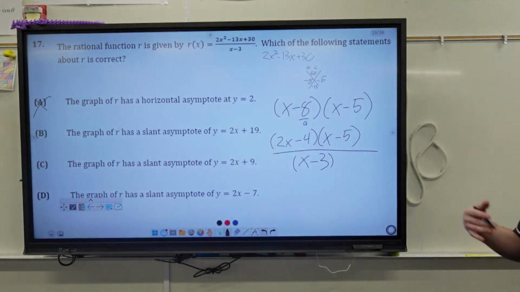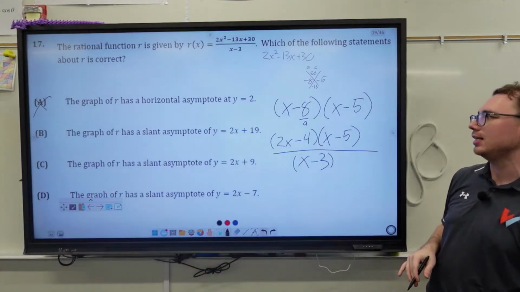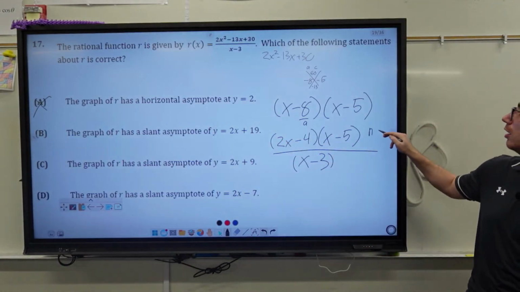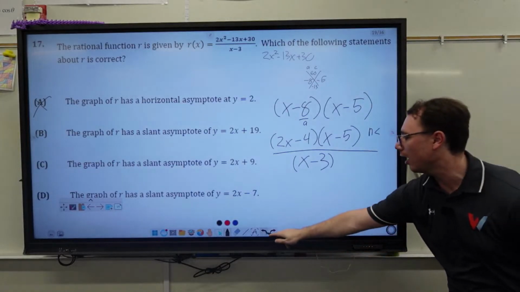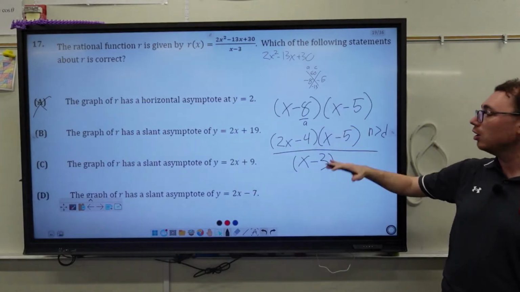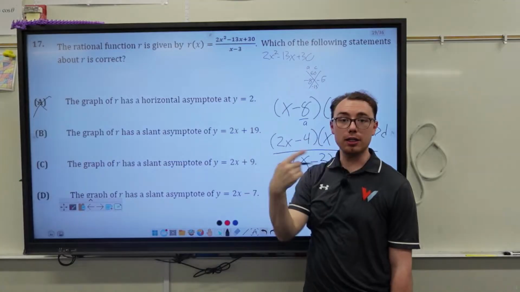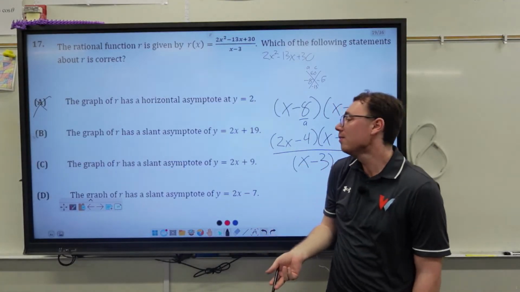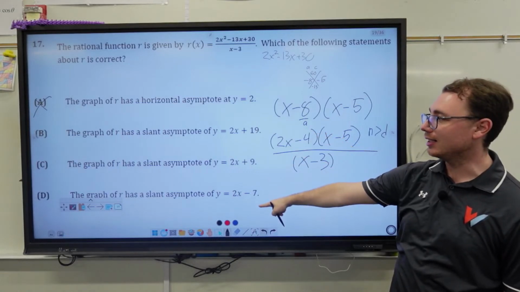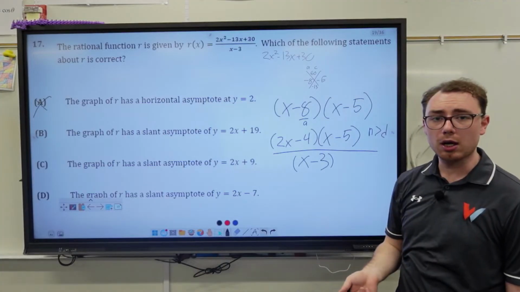The graph of r has a slanted asymptote at y minus 19, or y plus 19 here. Since our n degree here is greater than our bottom degree here, but it's only greater by 1, we could divide this into here and determine what that slanted asymptote is. Unfortunately, that is what we kind of have to do, because for B, C, and D, we know all of these are going to be some type of slanted asymptote. So let's try that out real quick.